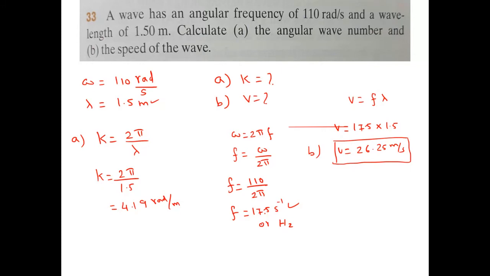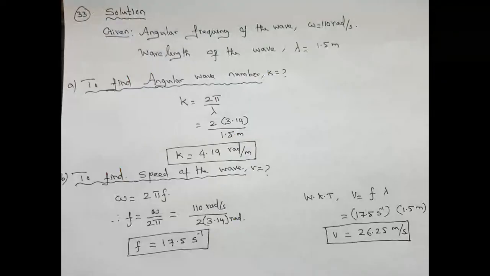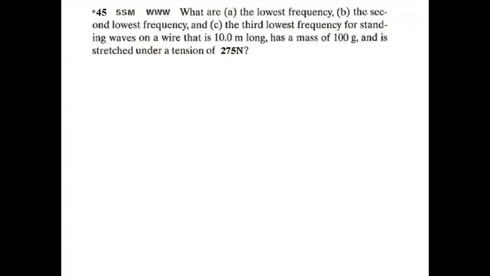Shall I go to the third question? Yes. Our third question is a very easy question, but you should know what is given in the question. That is very, very important, my dear. Please read the question very carefully. What is given here? What is the lowest frequency? What is the second lowest frequency? What is the third lowest frequency? When n is equal to 1, that is considered the lowest frequency. Am I right?